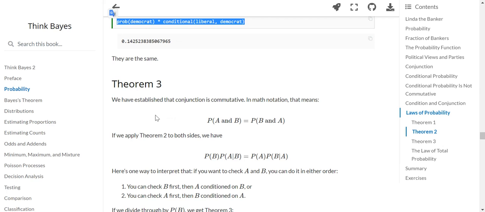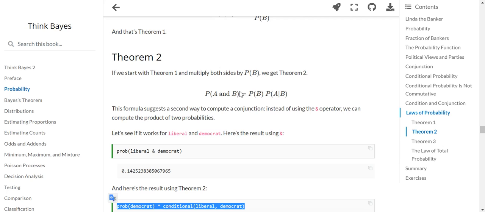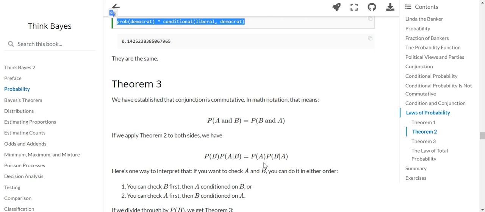Now looking at theorem 3, we have established that P(A and B) is equal to P(B and A). Using this, if we had P(B and A), it would be P(A) times P(B given A). So P(A) times P(B given A) is P(B) times P(A given B).